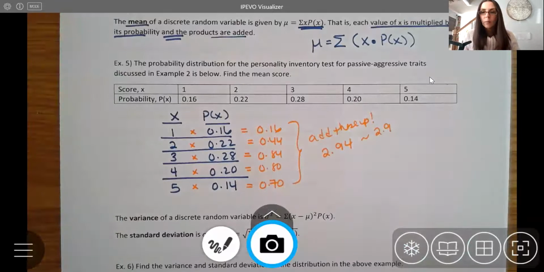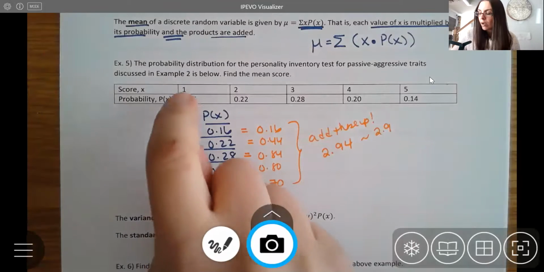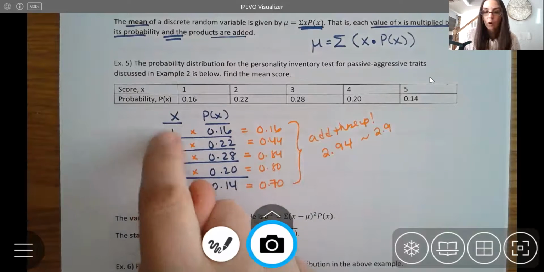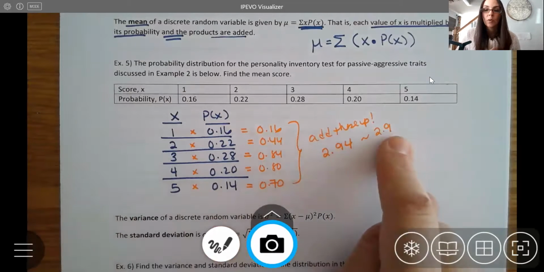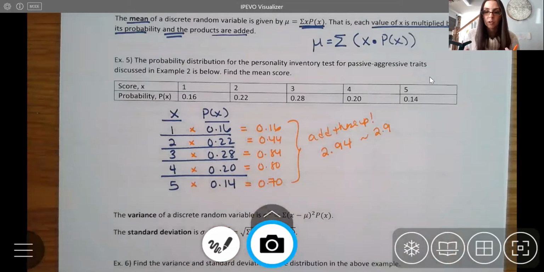Now, when we round, again, follow the directions for your assignment or for that particular problem if it asks you to round a specific way. Like I've said before, usually we round to one decimal place more than what we start with. Here, the values for our x are whole numbers, so that's why we're rounding to one decimal place. But again, always defer to whatever the problem is asking you to do.